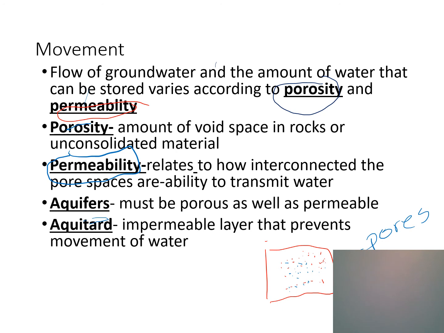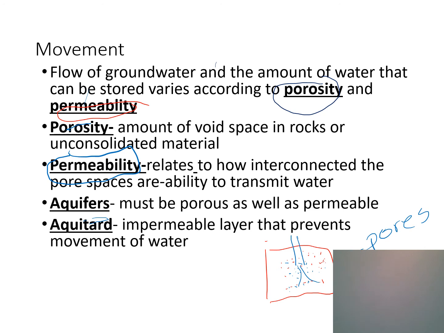Permeability is the interconnectedness of those pore spaces. Porous means that the rock will hold water. Permeability means that the water can be transmitted. It really doesn't do any good if we have a rock that's just holding water, because if we drop a well down into it, then we'll suck that water out and it'll be empty.